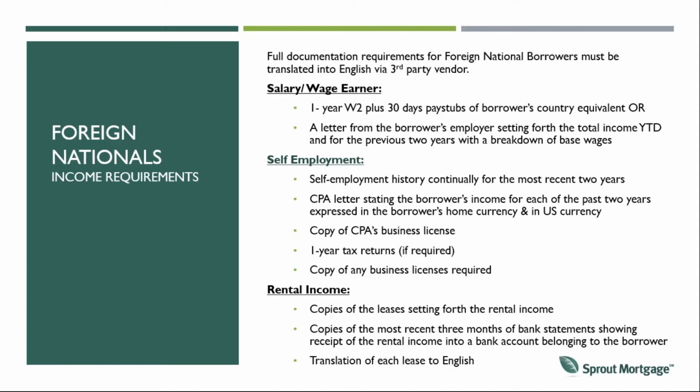If the borrower is self-employed, provide evidence of 2 years of self-employment history, a CPA letter stating the borrower's income for the last 2 years, and it must be expressed in the borrower's home currency and also in U.S. currency. A copy of the CPA's business license, 1 year of tax returns, and copies of any business licenses will also be required if the borrower is self-employed. For using rental income, copies of the leases are required, along with copies of the most recent 3 months of bank statements showing the receipt of rental income into the borrower's bank account. And of course, the leases must be translated into English.